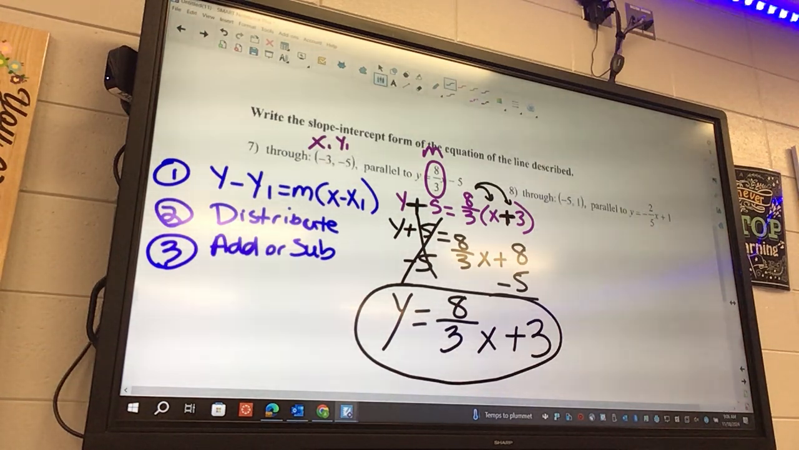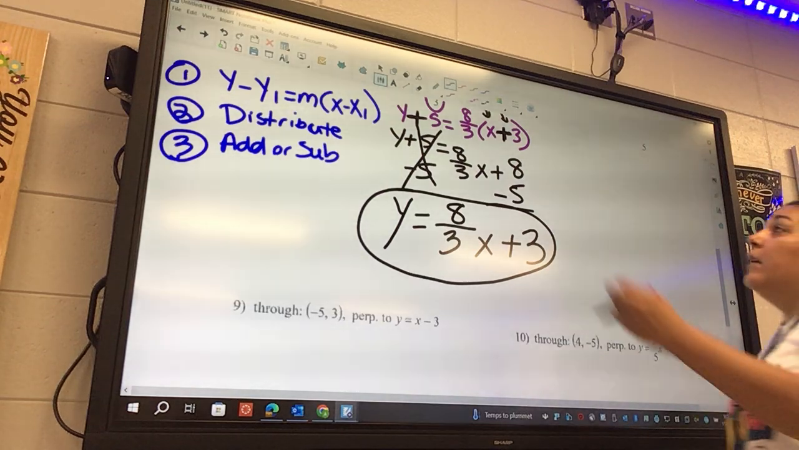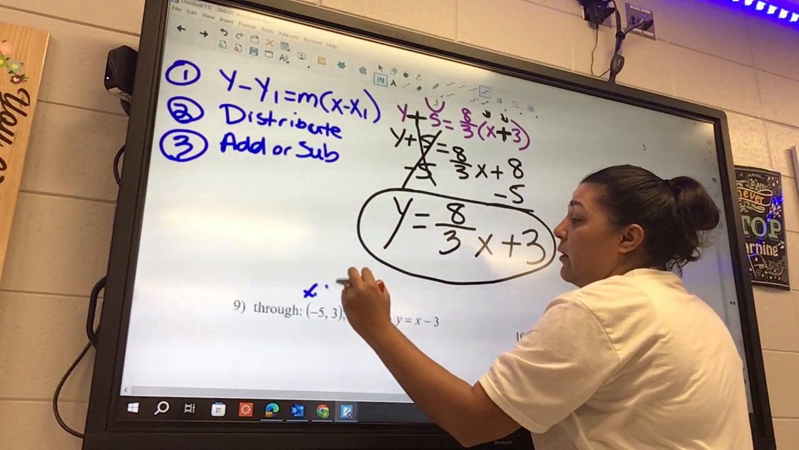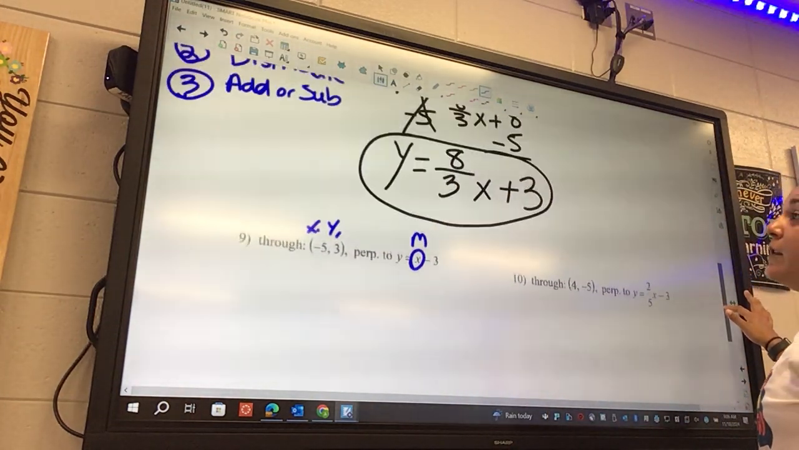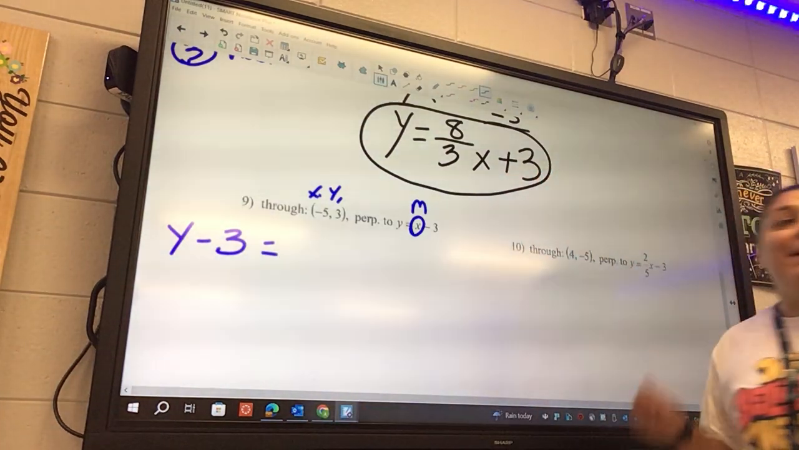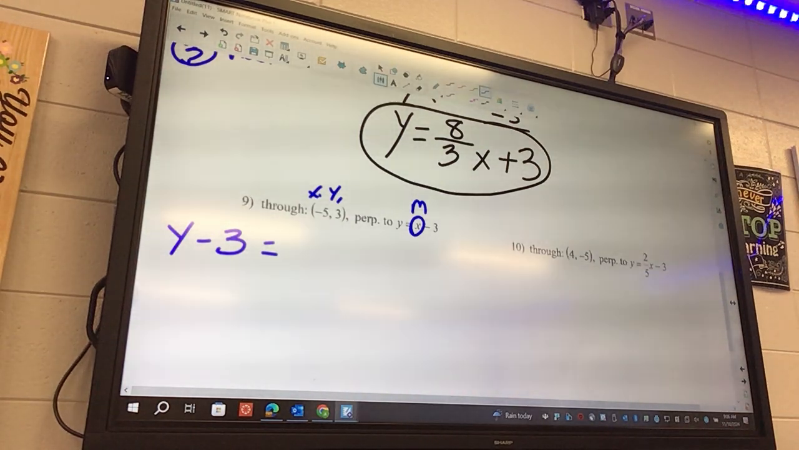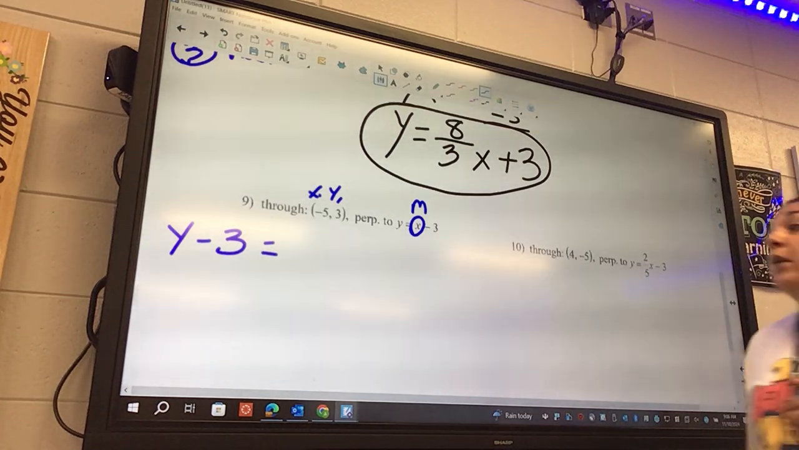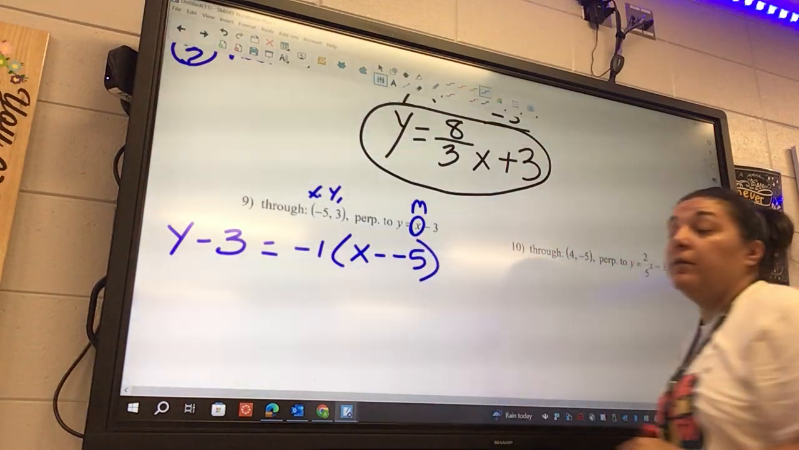Again, number 9's steps are exactly the same. The only difference is what? Perpendicular. Other than that, it's 100% the same. I'm going to start off by labeling x1, y1, and this is my m. So y minus 3 equals, what is my current m? 1 over 1. What happens when I flip it? Still 1 over 1, and then I need to change it, so negative 1 is my slope, x minus negative 5.